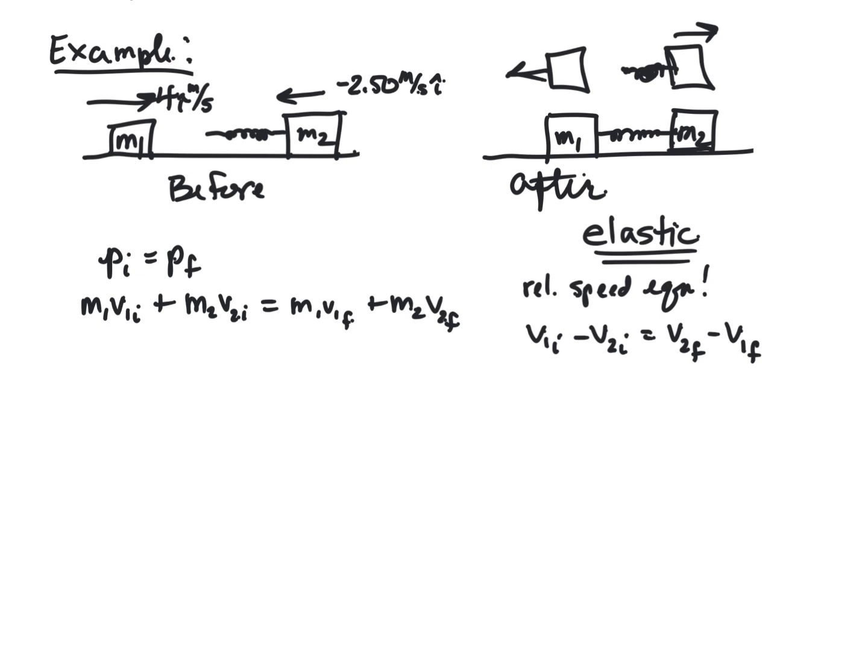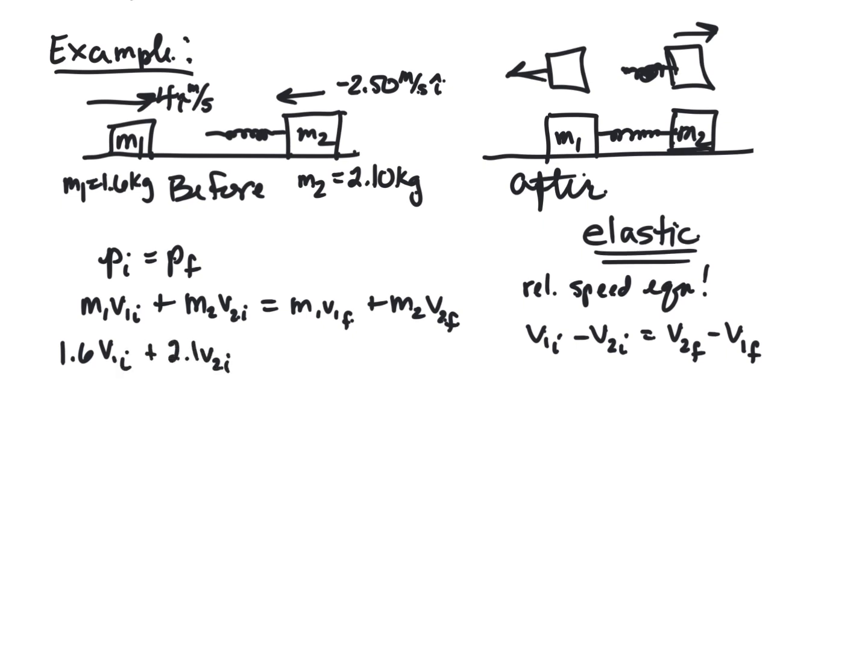Here we go. Mass 1 is, let's just say, 1.6 kilograms, and mass 2 is 2.10 kilograms. So now we can plug some stuff in. So we know this is 1.6 V sub 1 initial plus 2.1 V sub 2 initial equals 1.6 V sub 1 final plus 2.1 V sub 2 final.